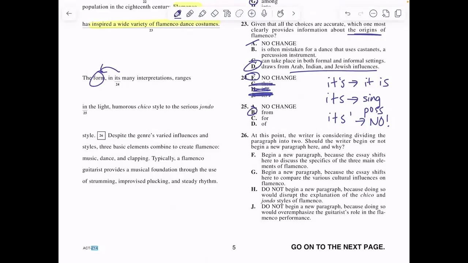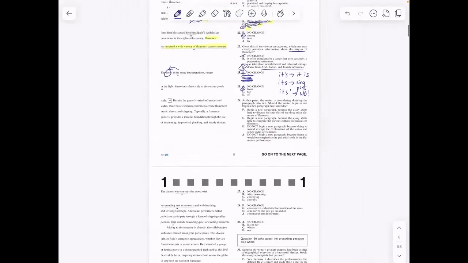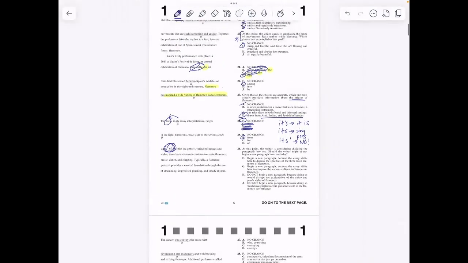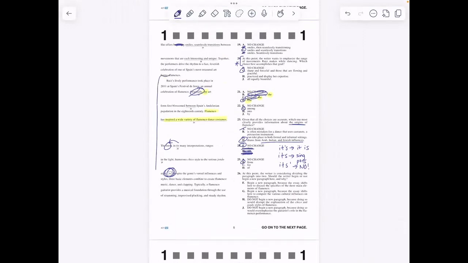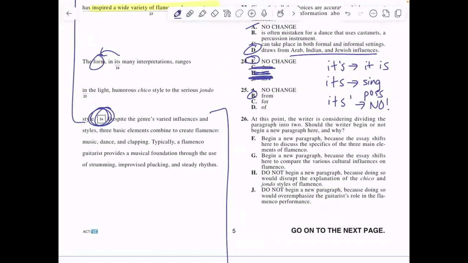So at this point, the writer is considering dividing the paragraph into two. Should the writer begin or not begin a new paragraph here and why? I always like to look at the length of the paragraph, relative to where I am. So it's saying, should I start a new paragraph here? Honestly, probably, because this is my other paragraph, and then this would be the length of the new one. It feels lengthwise why that might be a good option, but let's look at content.